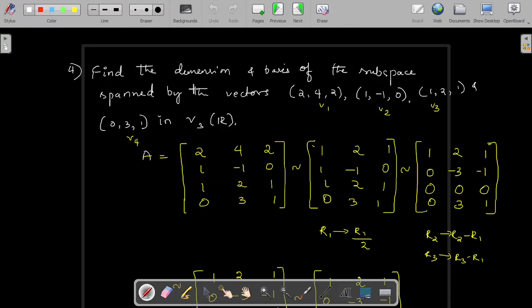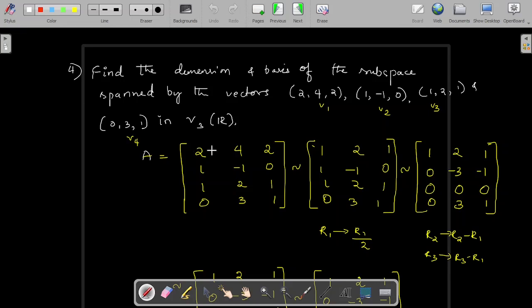So what you should do first is write the given vectors as rows of a matrix. So form a matrix by writing the given vectors as its rows. First vector 2, 4, 2, second vector 1, minus 1, 0, third vector 1, 2, 1, fourth vector 0, 3, 1. Now you have to reduce it to the row echelon form.